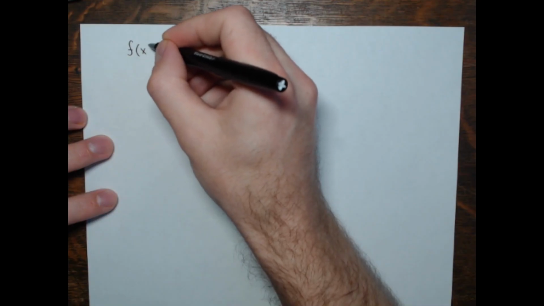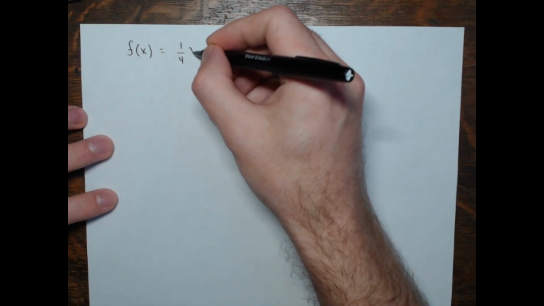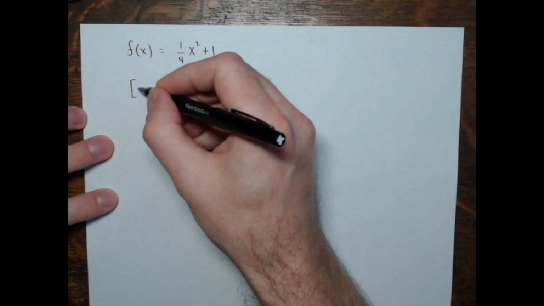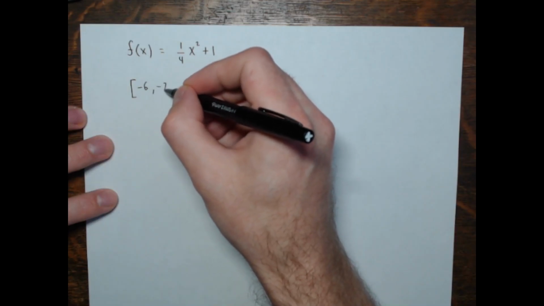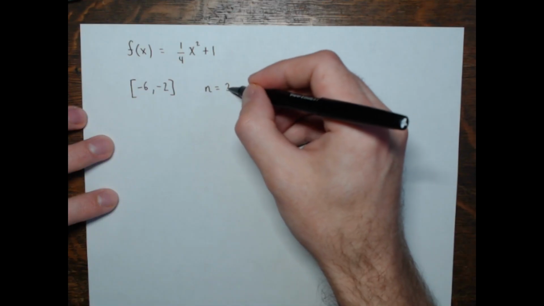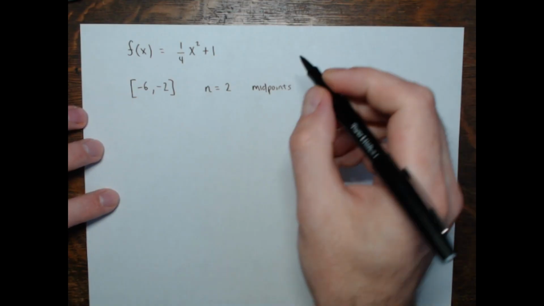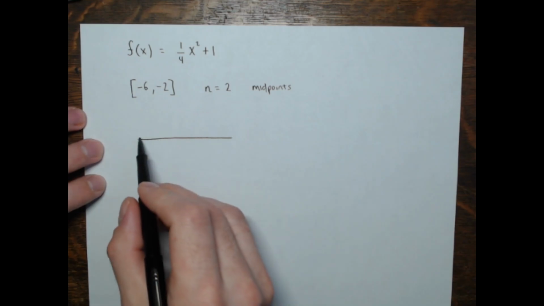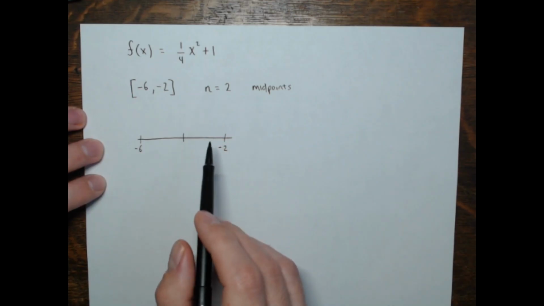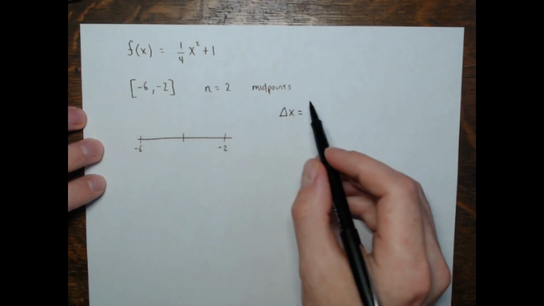So this time the function is 1/4 x squared plus 1 around the interval from -6 to -2. And they want us to use just 2 rectangles and midpoints to get the heights. So again, if I break up -6 and -2 into two pieces, the delta x, the width of each piece, that's 2 again.